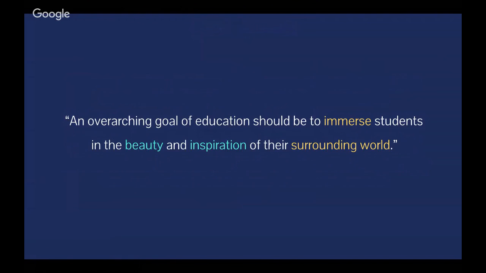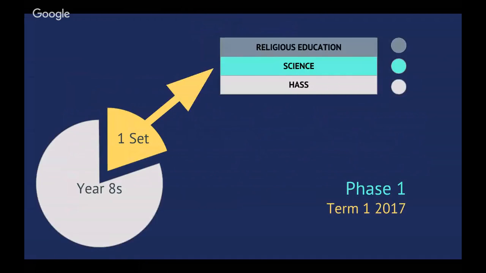So we should be immersing students in beauty and inspiring them with the world that's around them. So this is one of those things that can make that happen. This year, our goal is we've got one set of year eights. We've picked some heads of learning area that have supported our process, and we've got one RE teacher, one science teacher, and one HASS teacher, and they're sharing that same set of year eights.